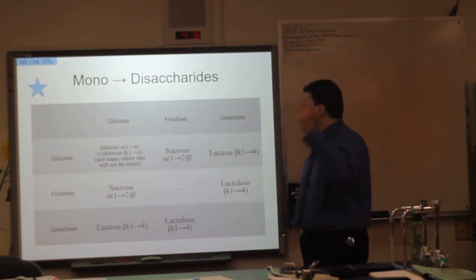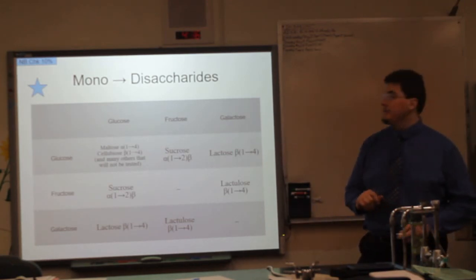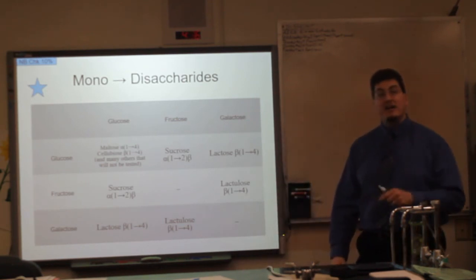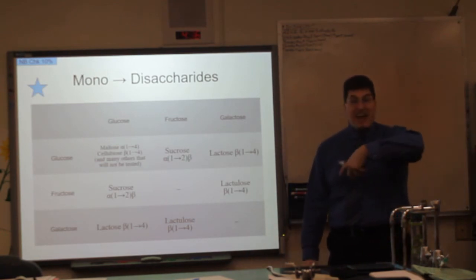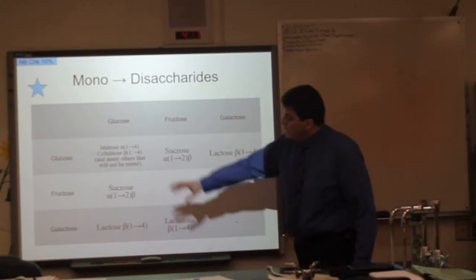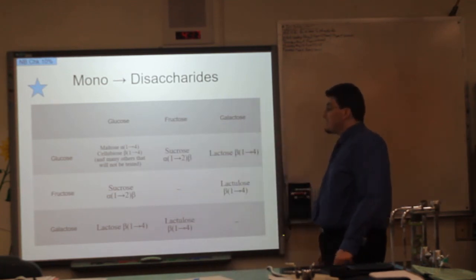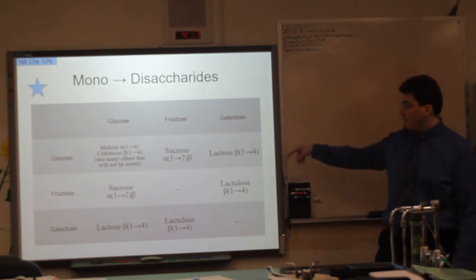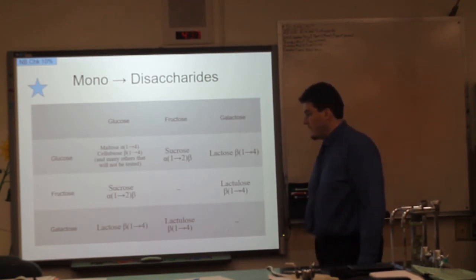Galactose to glucose gets you lactose. That is a beta 1,4 glycosidic bond. Glucose must be in the beta configuration. Galactose will be in any 4-carbon configuration. So, it's the same over there, glucose to galactose. Fructose plus galactose gets you lactulose. That is also in a beta 1,4 configuration, where fructose is in the beta configuration and galactose is in the 4 configuration.